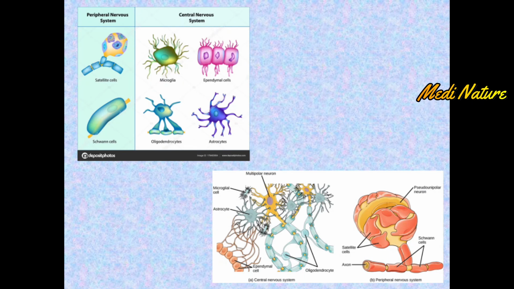These images give a summary of the neuroglia of the central nervous system and the peripheral nervous system. Please go through them carefully and get a good idea about these cells. So, this is the end of the second part of the introduction to the central nervous system.